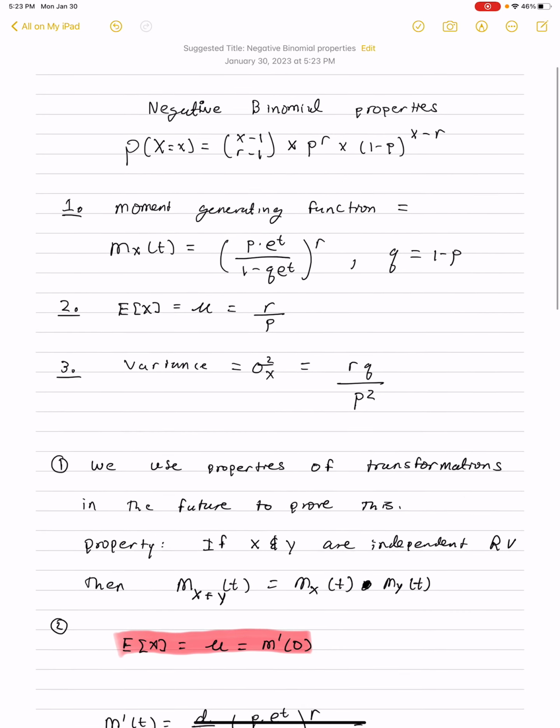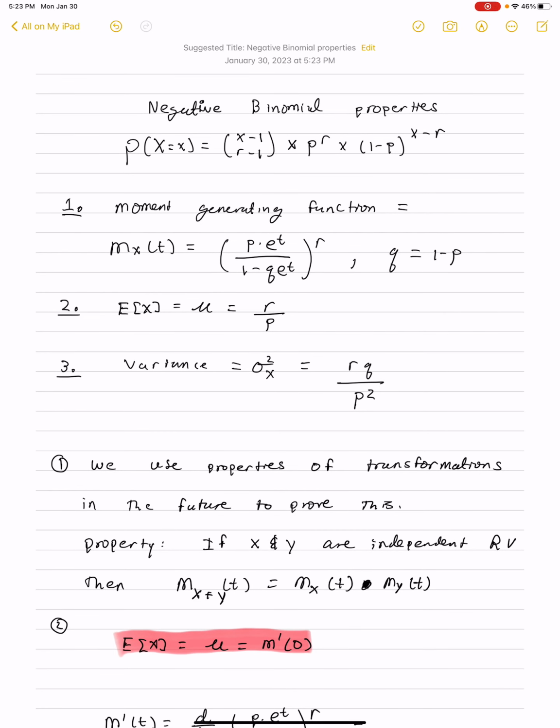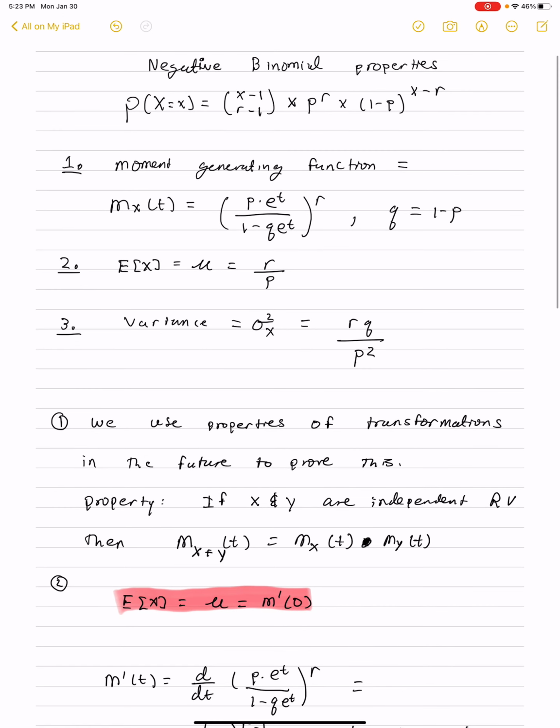So it's important to be able to use these three facts. Some problems will ask you what is the mean. Some problems will ask you what's the variance. And perhaps in some situations you may need to prove or use the moment generating function of a negative binomial.